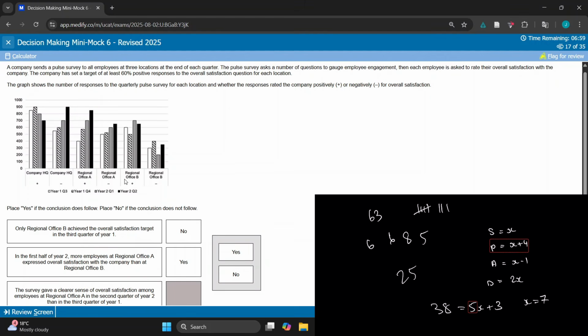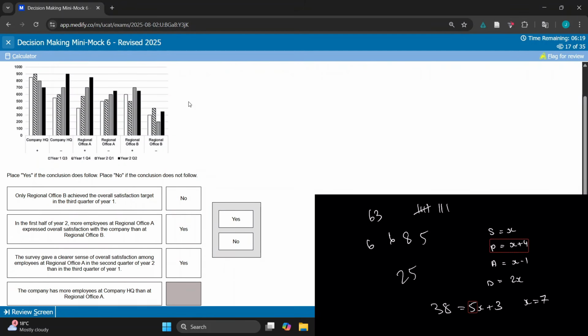among employees in the second quarter of year 2. The survey in the third quarter of year 1. Well, we have a Regional Office A, the second quarter of year 2. Than in the third quarter of year 1. Yes, because I think it was a further gap. I think that's what they're trying to find. I think overall satisfaction, second quarter of year 2. Yeah, because I think the gap is larger. I think maybe that's what they're trying to get at.